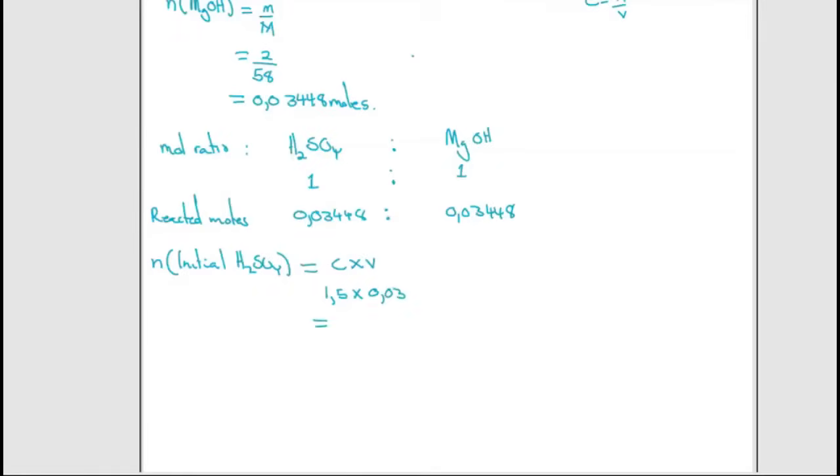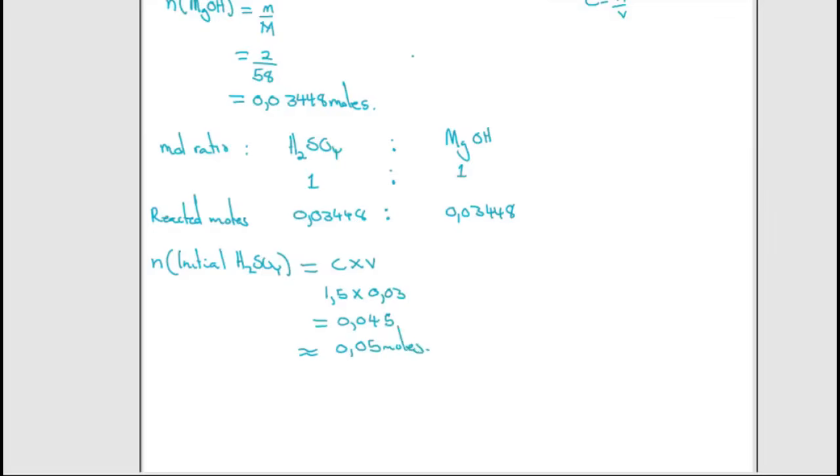So if we do the math there, we're going to say multiplied by 1,5. I'm getting a value of 0,045, right? If you round it off, it can be 0,05. So this is approximately 0,05. So these are the moles that I started with, right?